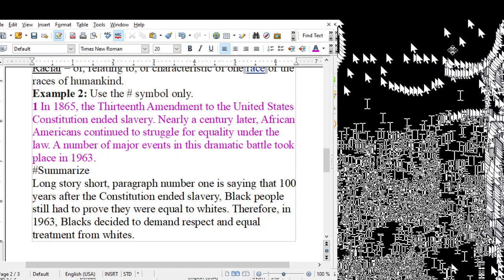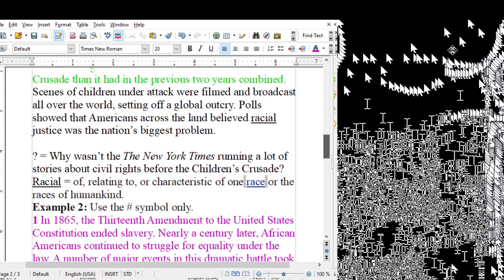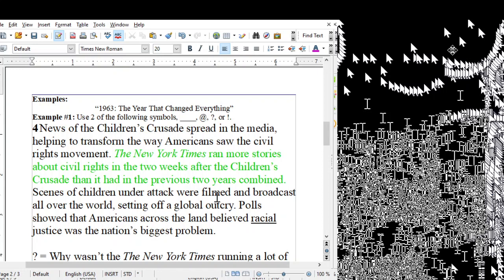So your assignment, I picked 2 different paragraphs from 1963, the year that changed everything. The first paragraph, you're going to do like I did in example 1. You're going to use 2 of the following symbols. The underline symbol means that you came across a word that's new to you. So you would underline it, and then underneath that paragraph, give me the definition of that word. You can use the @ symbol, which means you just read something that was important, and you're going to tell me why it's important.